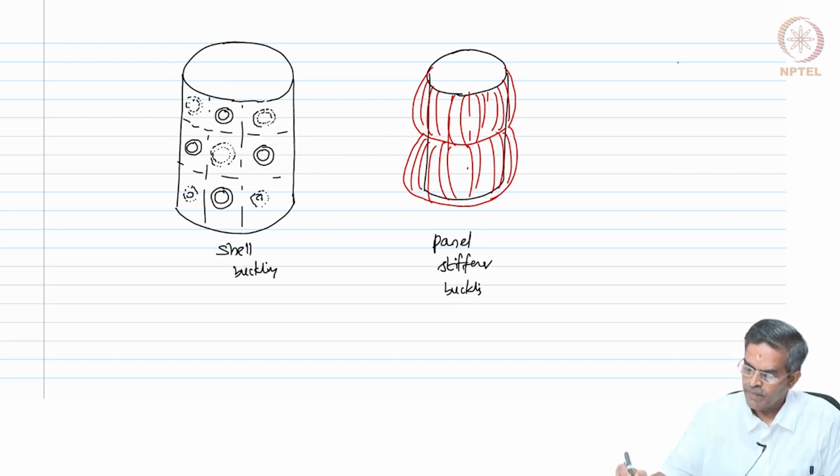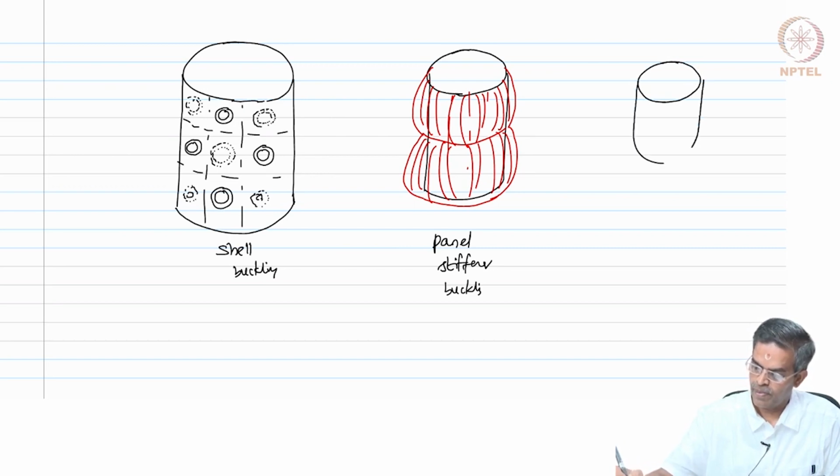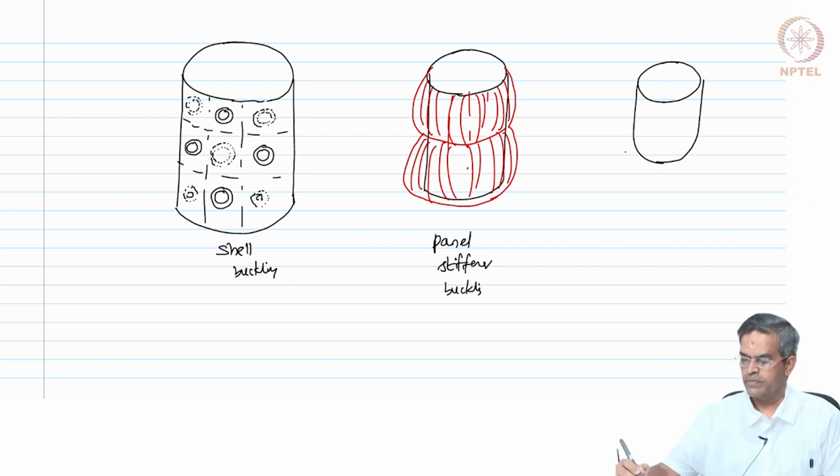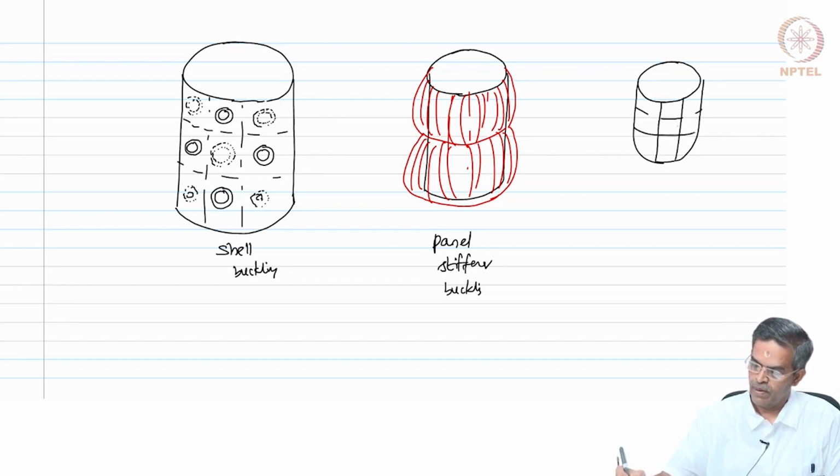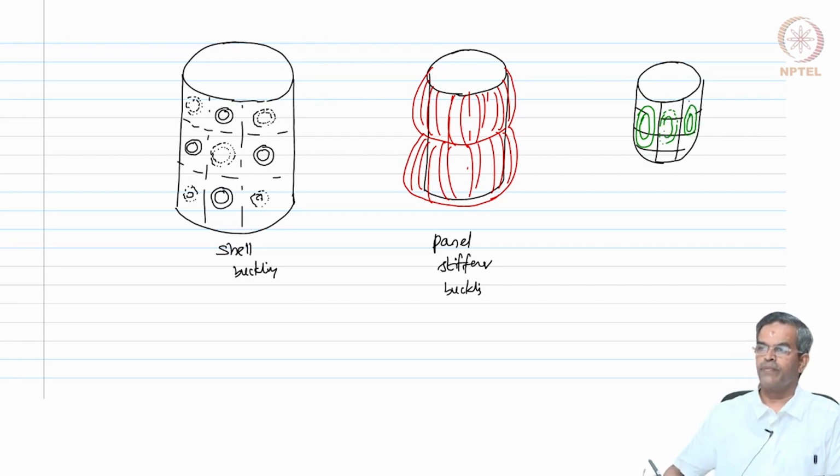Panel ring buckling is a different phenomenon which occurs in this form. Again there will be alternate tension and compression, indentation and bulging. So, this will be panel ring buckling.